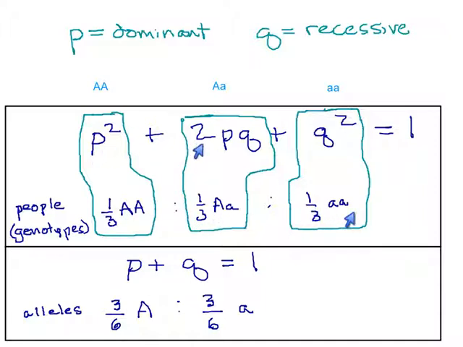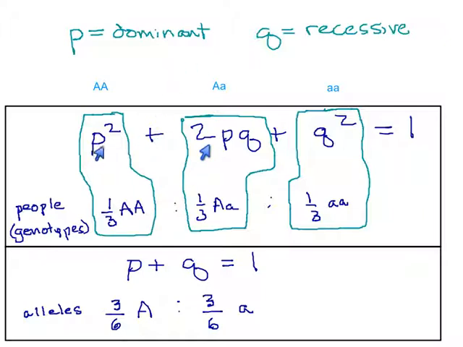If you're wondering where this 2 came from, I don't want to get deeply into it now, but this comes from the 1 to 2 to 1 ratio that we saw when we were doing Punnett squares. This comes from the fact that there's 2 ways you can be heterozygous. You can get the dominant from dad, recessive from mom, or you can get dominant from mom, recessive from dad. That makes this twice as likely, and the formula reflects that.